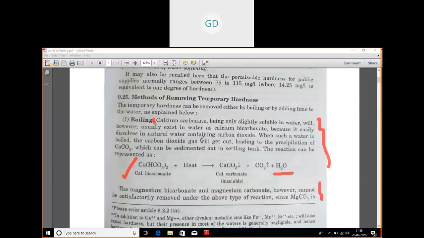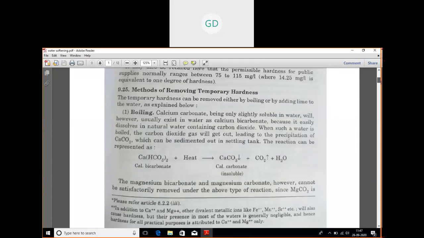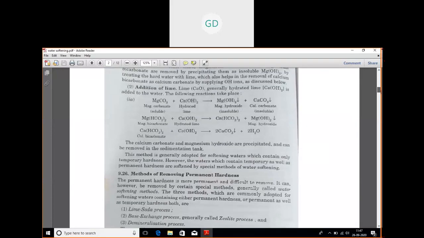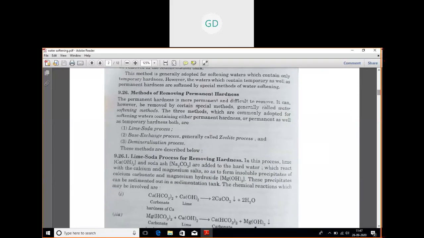This one, softening, after this class I'm sharing it with you. No need to take a screenshot. Ma'am, it will be better if you provide it. Okay, so you can see and write in your copy. After the class, I will share.